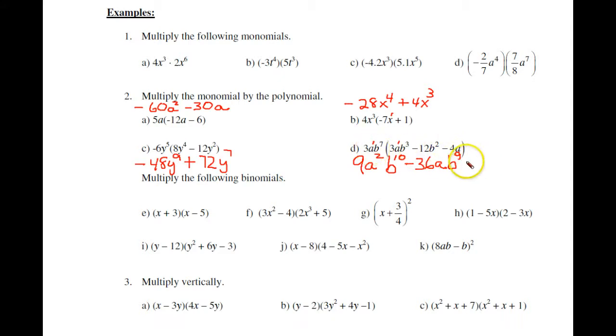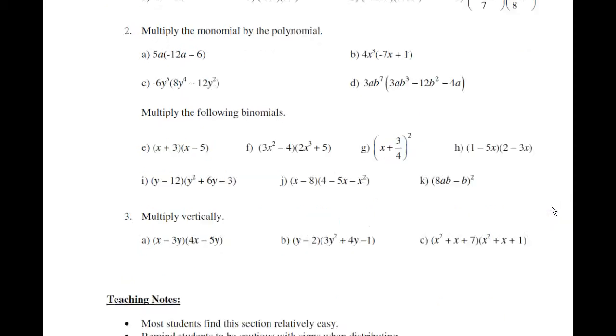And again, this is going to be a negative 12, A to the 2nd, B to the 7th. And I check that and we're good. All right, so let's move it up a little bit.